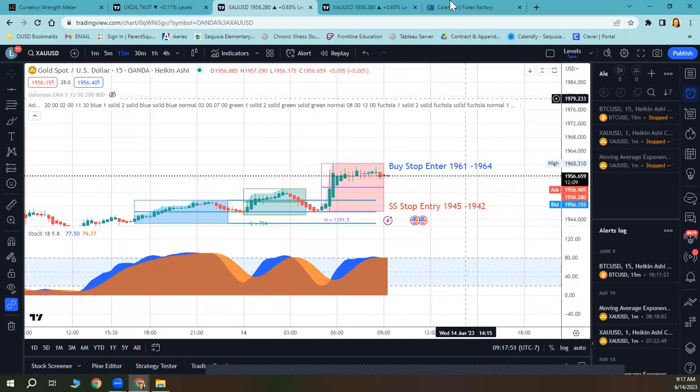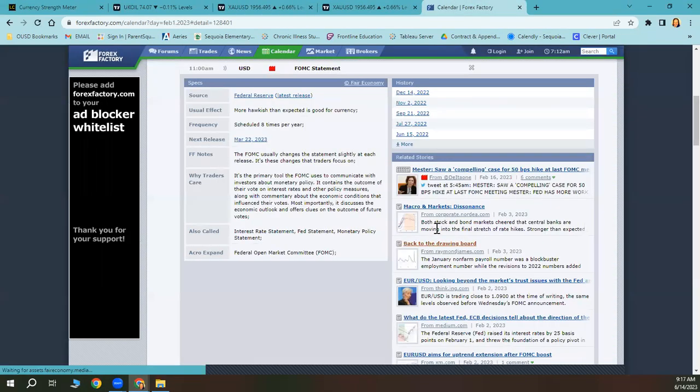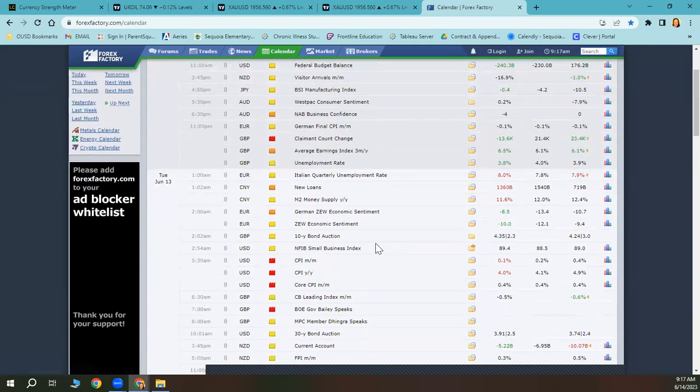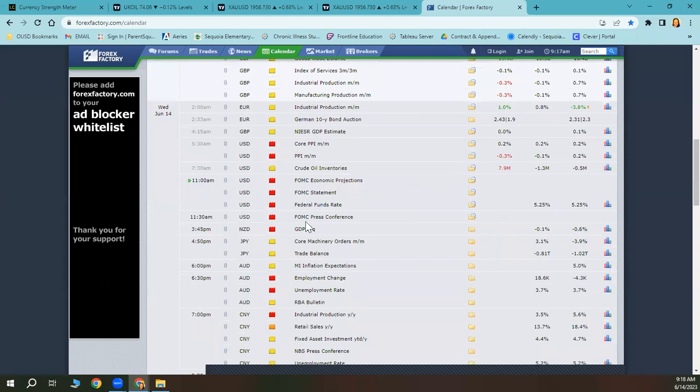All right, now let's go look at the news. We got a lot of red folders happening at 11 o'clock. That's a lot of movement that's going to happen. And then it's going to keep going on to 11:30. Okay. And then there's going to be some more movement down here, guys. So I'm going to be ready for that as well.